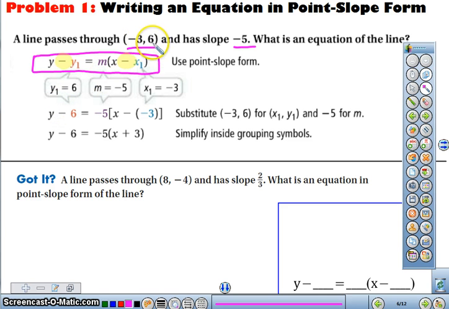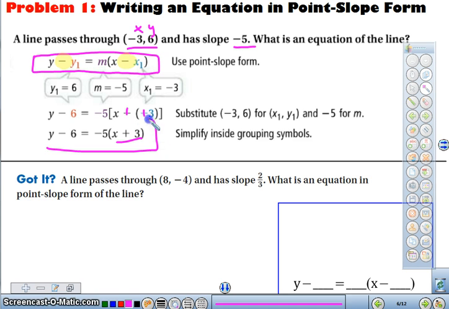On our x and y, our y is 6, so it's going to be y minus 6. Slope is negative 5, times x, and then it's minus a negative 3. Remembering that minus a negative becomes plus 3 in simplest form, so this is our new equation.